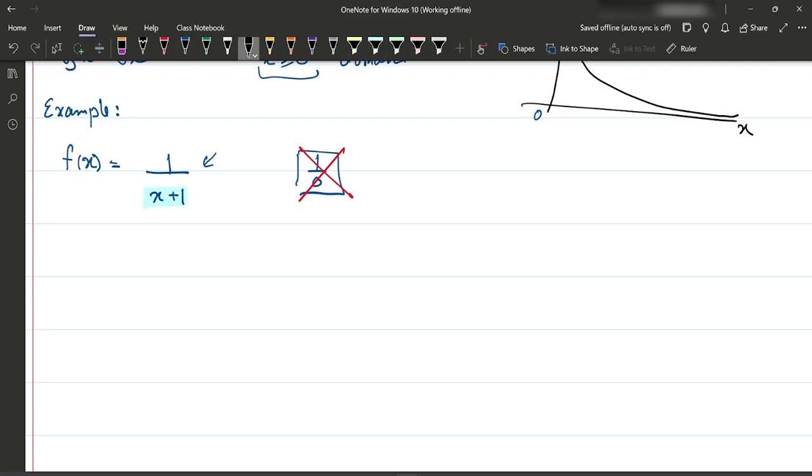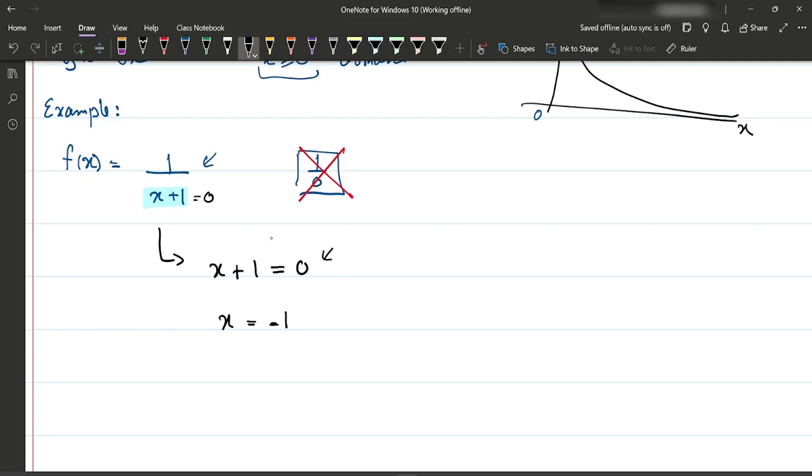Let me use black here. Let's say x plus 1 equals 0. What we're trying to do is equate this to 0 so that we know what value of x not to use. So x equals minus 1, because when we have minus 1 plus 1, that will give us 0. If we have x equals minus 1, then we will get 0 over here. But we're not trying to get 0 here.